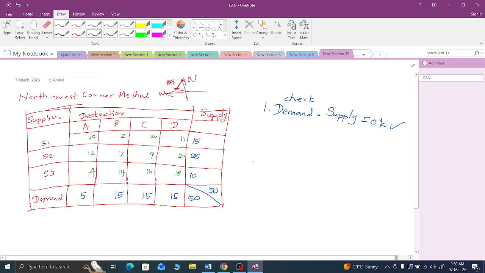So that is what we have to do, otherwise we have to add a dummy, right? Okay, that is what we have to do initially.